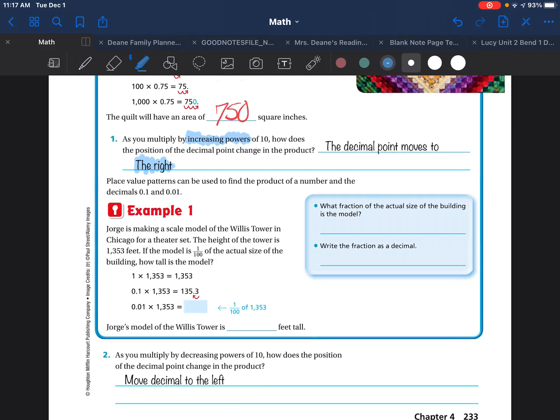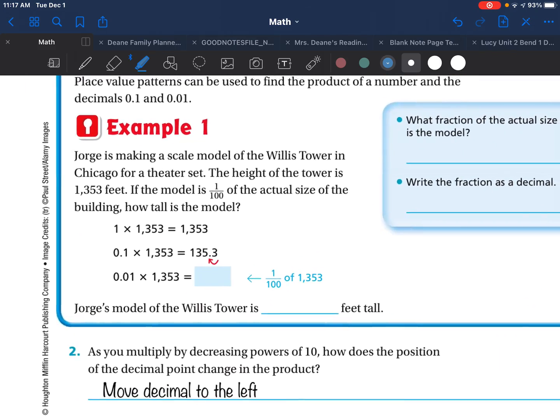We're going to look at what happens when we have decreasing powers of 10. George is making a scale model of the Willis Tower in Chicago for a theater set. The height of the tower is 1,353 feet. The model is 1/100th of the actual size of the building. How tall is the model?